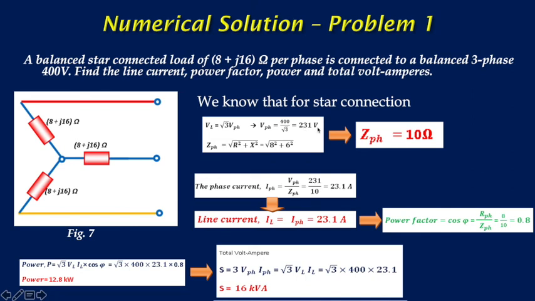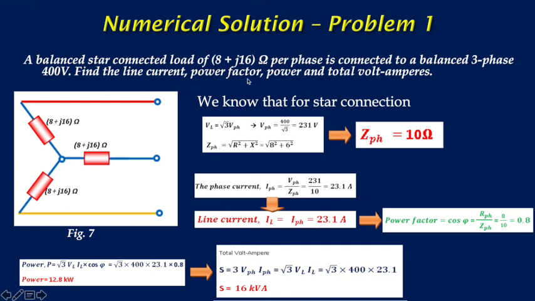This is the phase voltage. And impedance is given as 8 plus j6. Then find the magnitude, that means root over R square plus X square. So this is Z, 10 ohm. Then find phase current. Current equals phase voltage by Z phase, so 231 divided by 10, so 23.1 ampere. Then line current: for star connection, line current equals phase current.